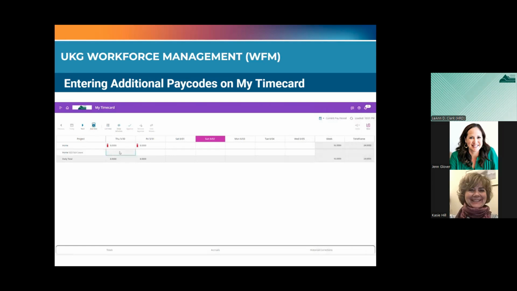The pay code you selected is now on your time card. Enter the hours for this pay code on the desired date. Once done, click Save. You will repeat these steps for each additional pay code needed within a pay period.